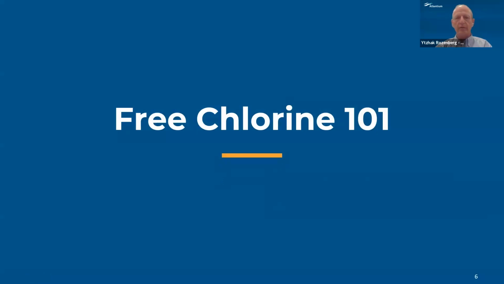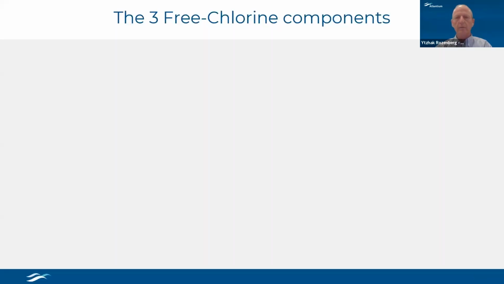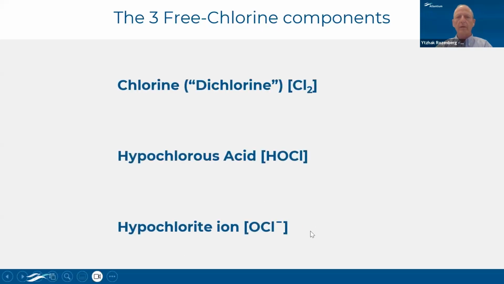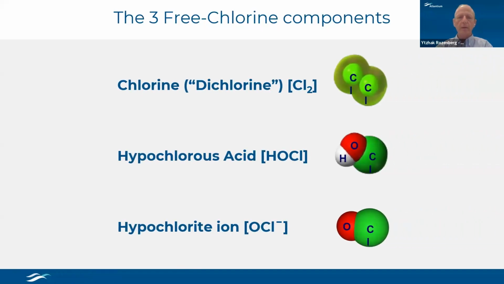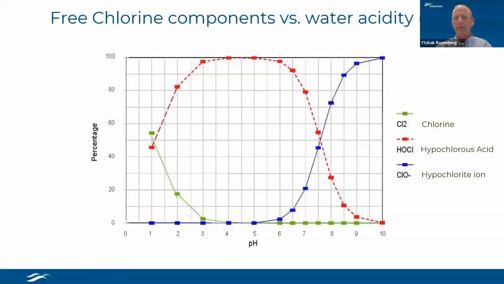Some fundamentals about the free chlorine. The free chlorine is composed of three elements: chlorine, Cl2, hypochlorous acid, HOCl, and hypochlorite ion, OCl-. Their presence in the water: in the green, you can see the Cl2, the chlorine. In red, the hypochlorous acid, HOCl. And blue is the hypochlorite ion.